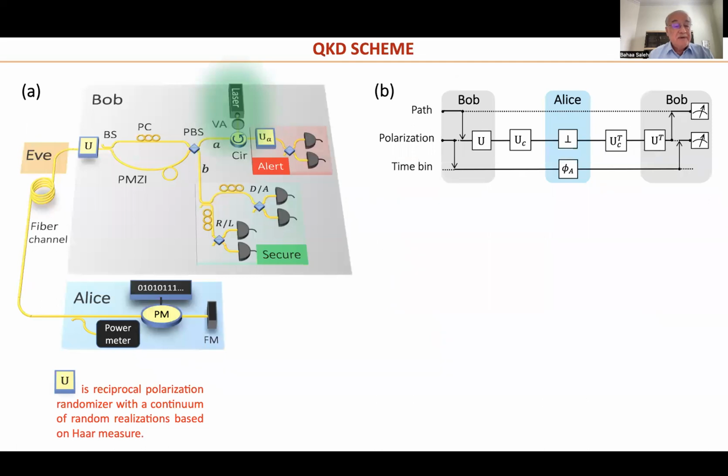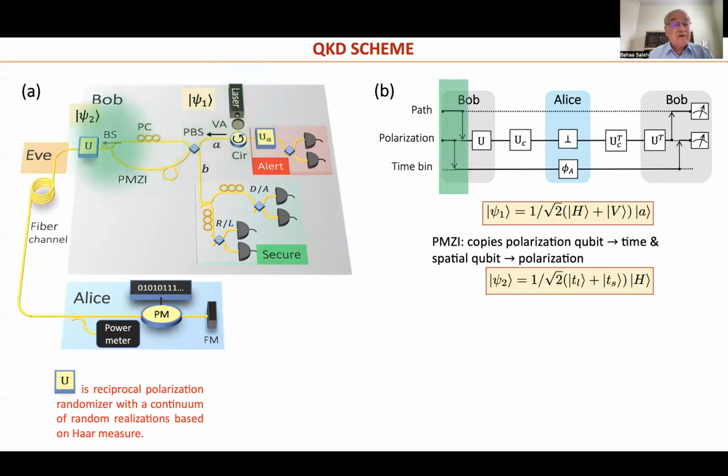So here's the scheme. Begin with a laser source, creating a single photon in polarization state H and V, which goes through an unbalanced Mach-Zehnder interferometer, changing it into a time bin state. It passes through the randomizer U and its polarization changes. Then it goes through Alice, whereupon it gets phase modulated in two non-orthogonal bases.